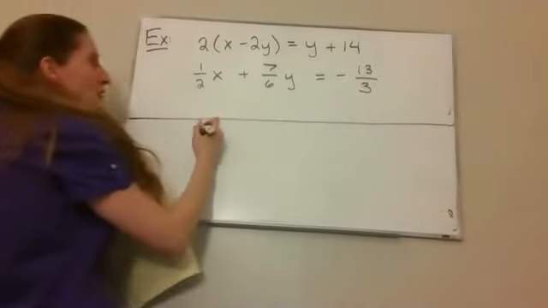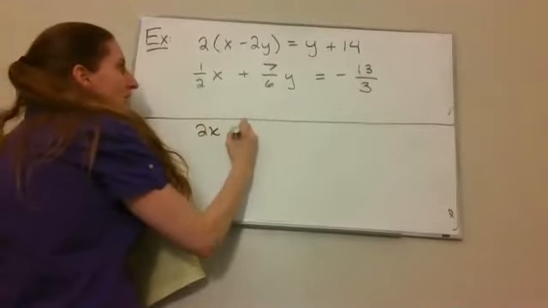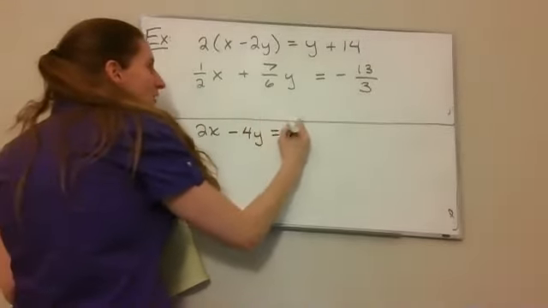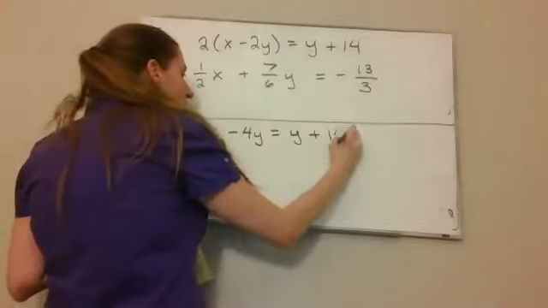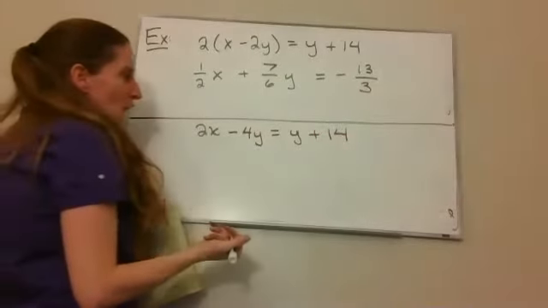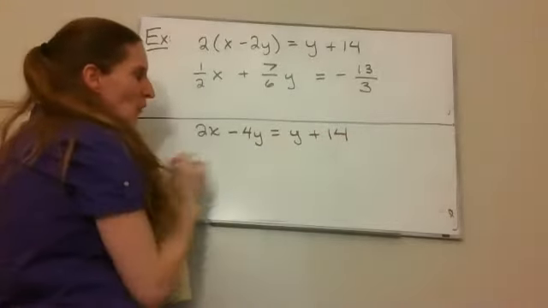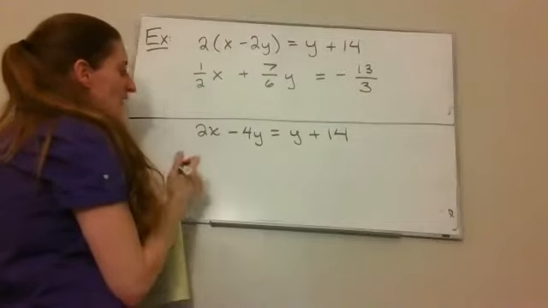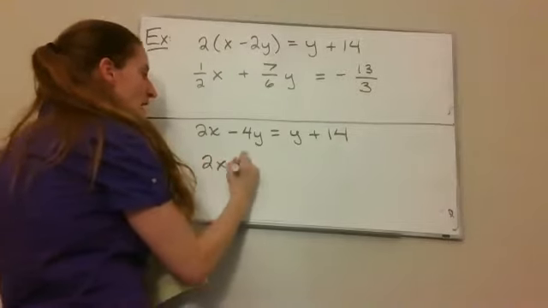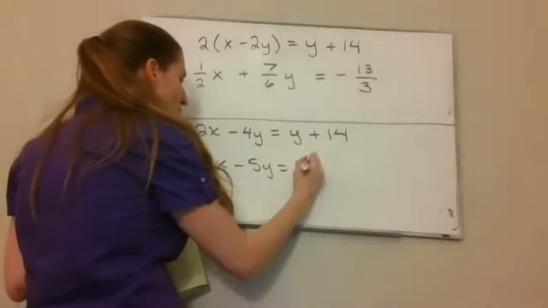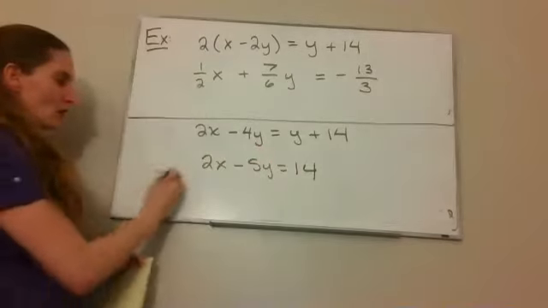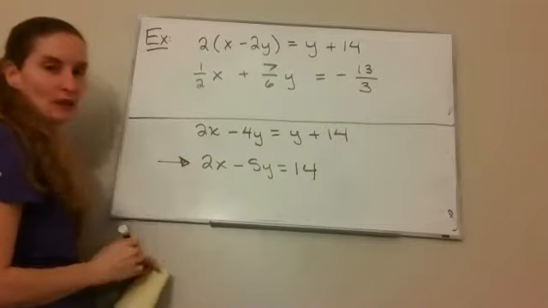I will distribute to get 2x minus 4y equals y plus 14. And it's almost in standard form now. I just have to subtract a y and I'll get there. So I will get 2x minus 5y equals 14. That's my first equation in standard form.